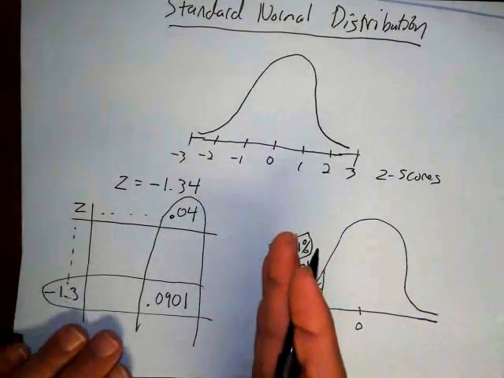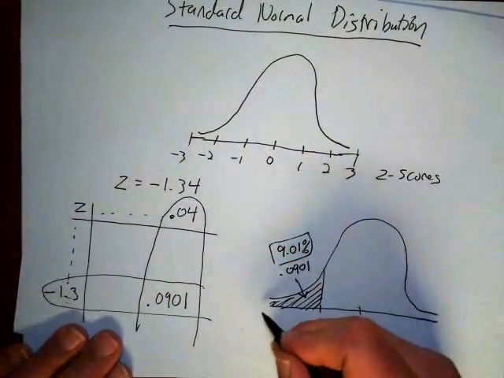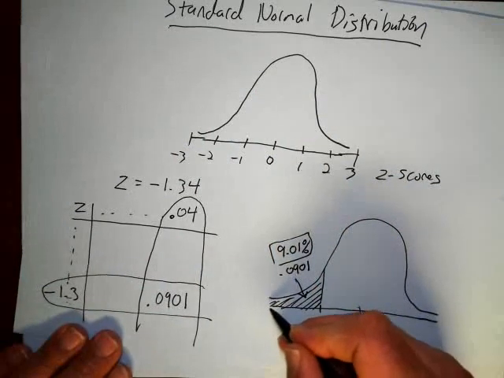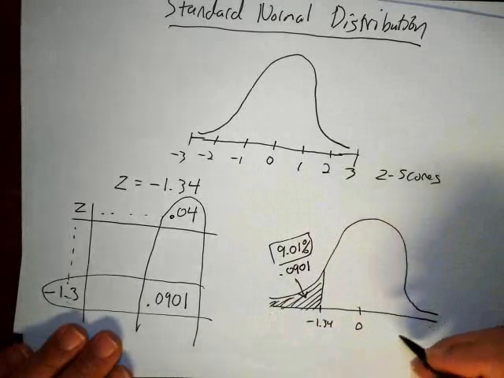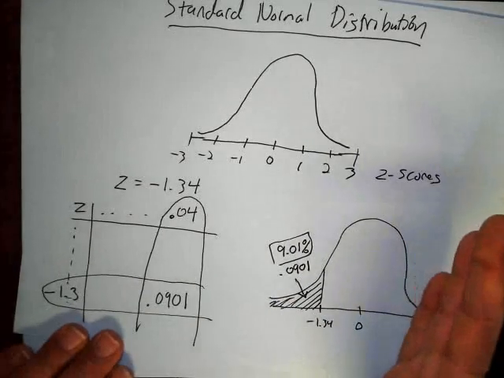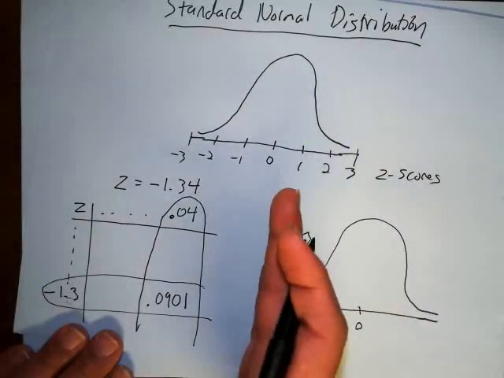So the lowest number on the table, for a z-score of negative 3.49, is like 0.0002 or something like that. And the highest point is 0.9998.